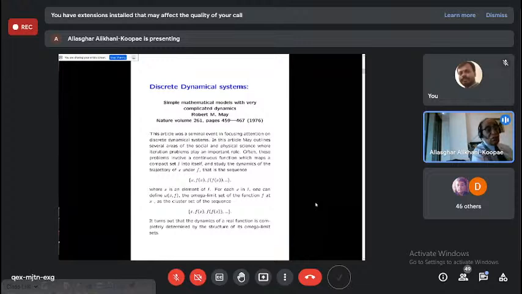outlines several areas of the social and physical sciences where iteration problems play an important role. Often these problems involve continuous functions defined on a compact set, mostly a compact interval. The study of the dynamics of these functions involves the study of the trajectory of x under f, which is the sequence x, f(x), f(f(x)), which we call f²(x), then f(f²(x)), which we call f³(x), and so on.